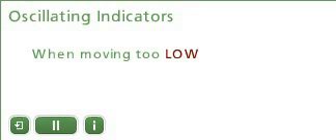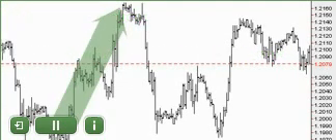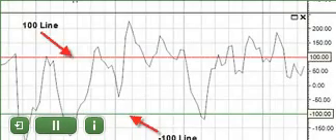When an oscillating indicator moves too low, the stock or CFD is considered to be oversold. Too many people have sold the stock or CFD, and there are not enough sellers left in the market to push the stock or CFD lower. This indicates the stock or CFD is at risk of losing momentum and turning around to move higher or sideways.